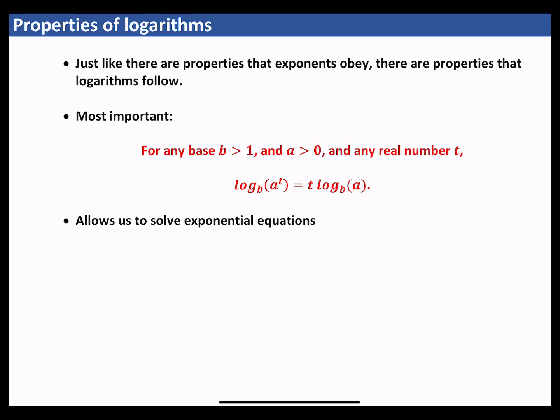For any base b greater than 1 and a greater than 0 and any real number t, log base b of a to the t power equals t times log base b of a. This rule for logarithms of exponential expressions is incredibly useful because it allows us to solve exponential equations where the variable is in a power by converting the equation from an exponential equation to a linear one.